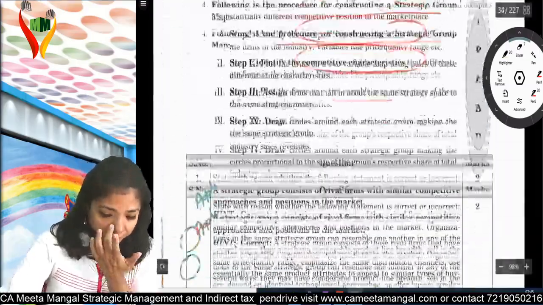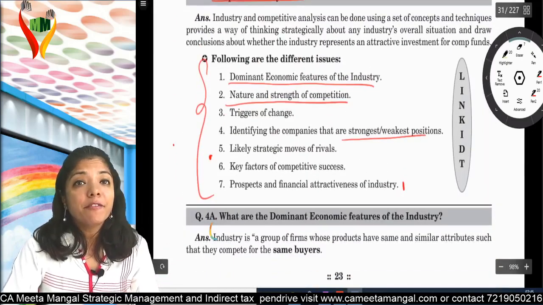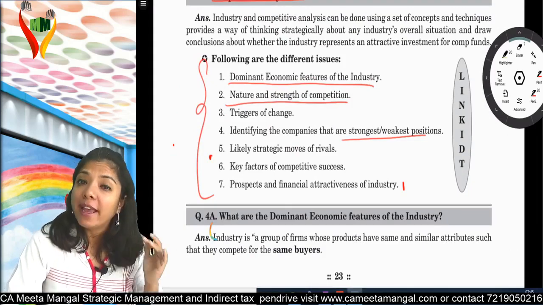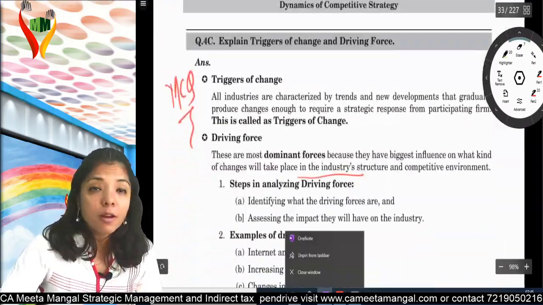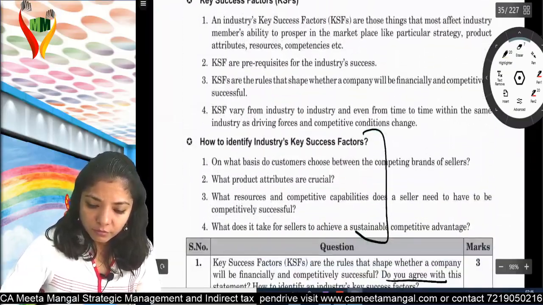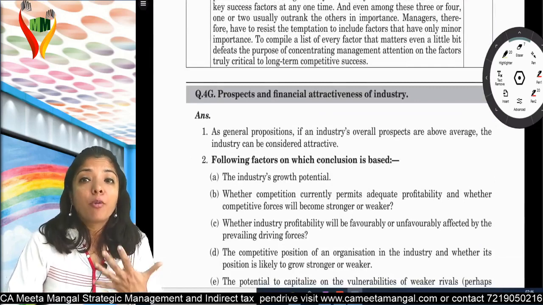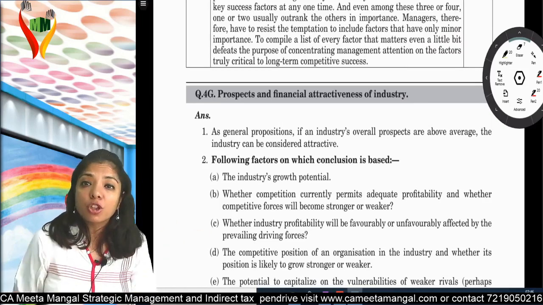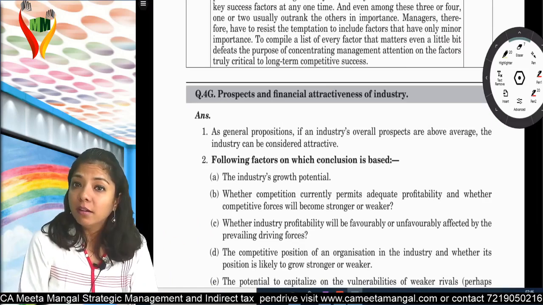And what's the last issue? The last issue, prospects and financial attractiveness of an industry. Simple. Before entering into any industry, you should know the future prospects of that industry, whether it has prospects or not, whether this industry is financially attractive or not. And after watching all this, then take a call whether you want to enter or not. Am I clear?